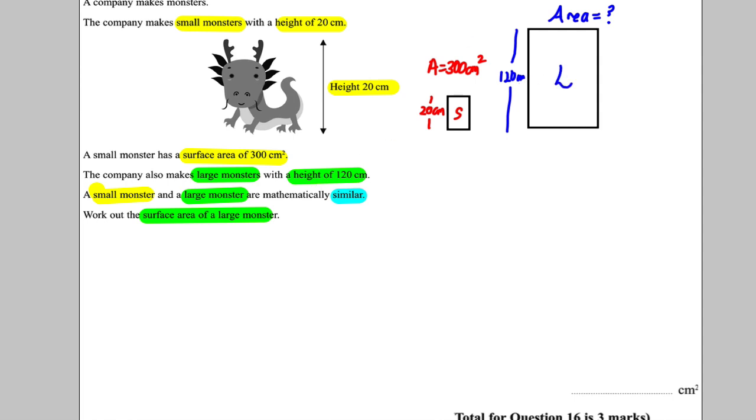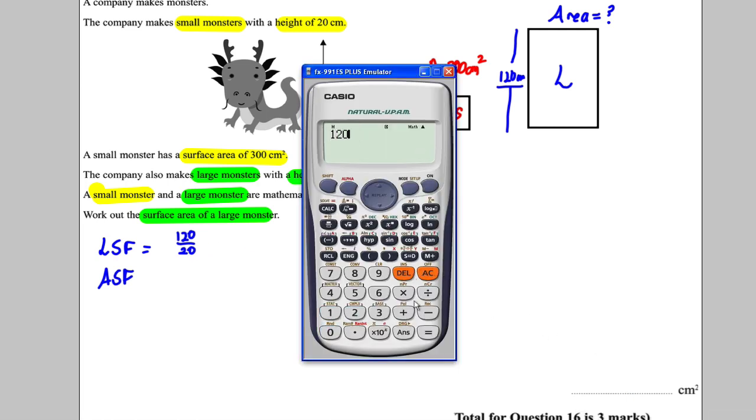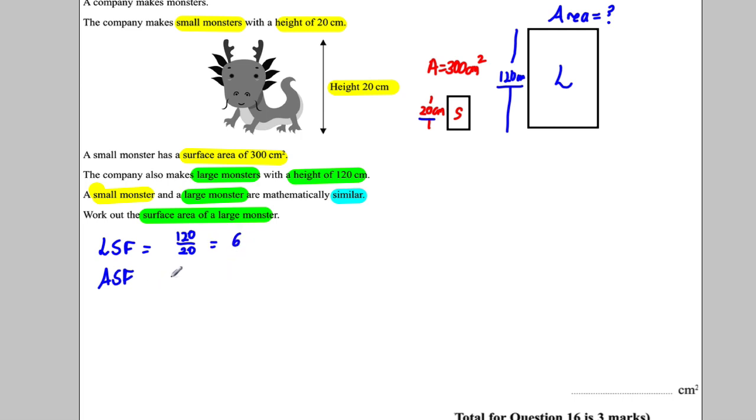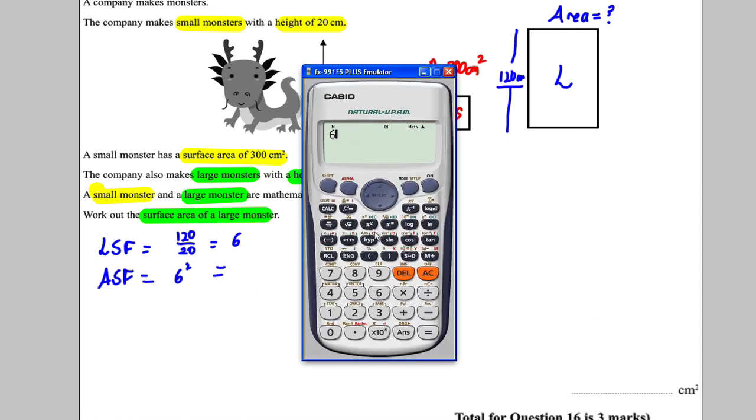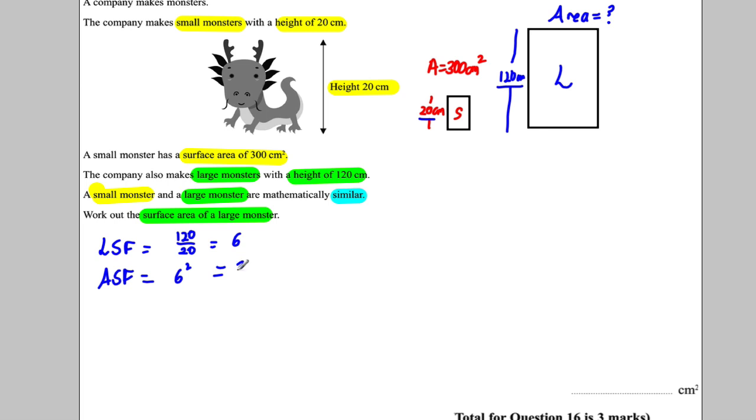And they're similar. So the first thing we're going to do is work out our length scale factor and our area scale factor. Our length scale factor must be 120 divided by 20. Calculator out. 120 divided by 20 is equal to 6. So that's 6. Area scale factor is always length scale factor squared. So we do 6 squared is 36. So we should have everything we need now.